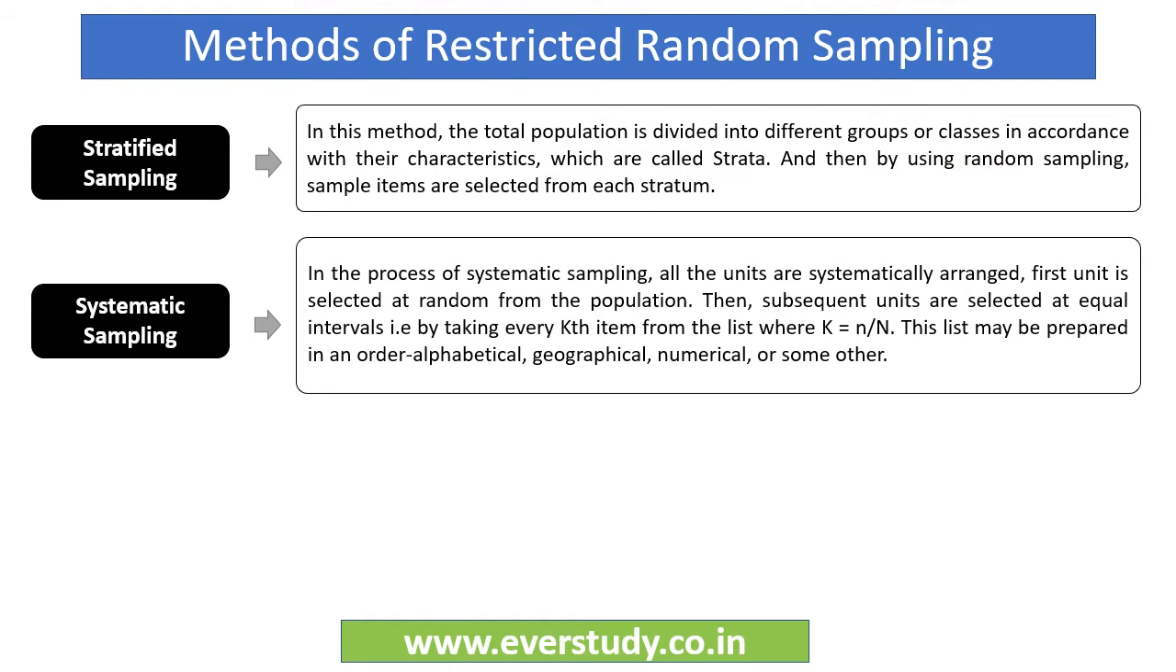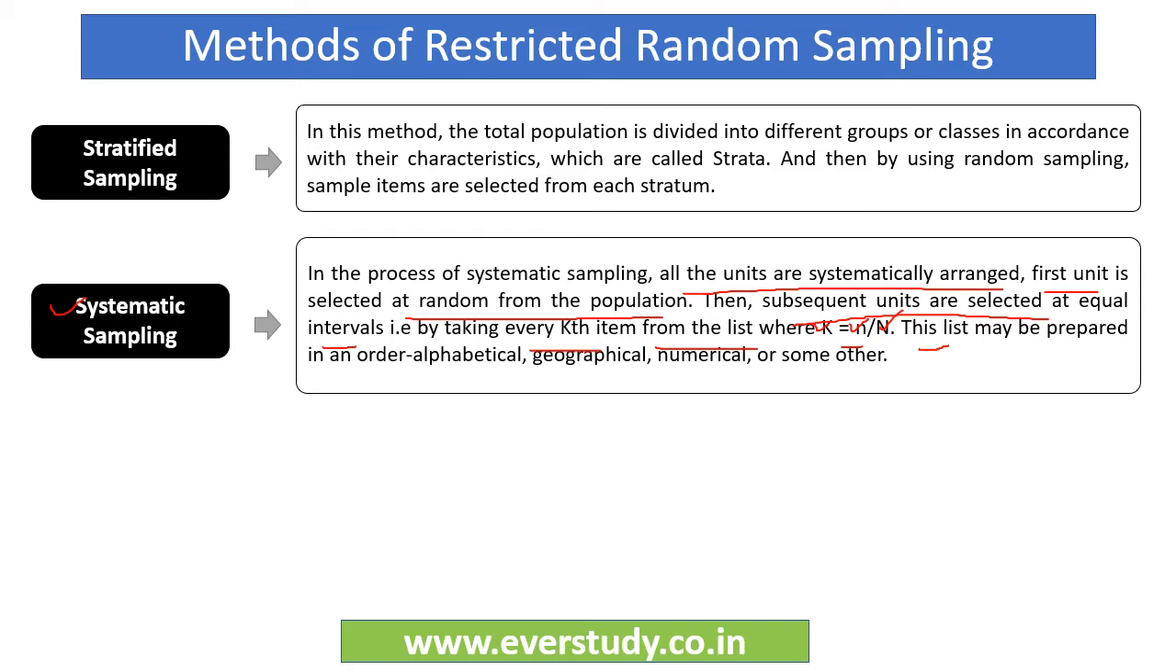And the second method is the systematic sampling. Now, under this, all the units are systematically arranged, and the first unit is selected at random from the population, and then the subsequent units are selected at equal intervals, that is, by taking every kth item from the list, where k is equal to capital N divided by small n. Here k refers to the sampling ratio, small n denotes the size of the sample, and capital N denotes the size of the universe.